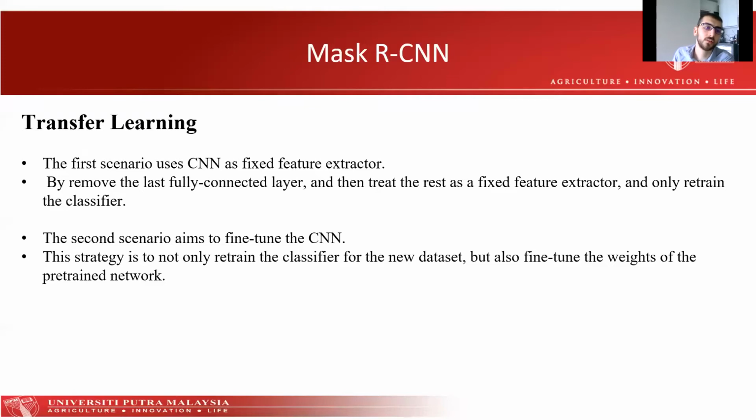The second scenario aims to fine-tune the CNN. This strategy is to not only retrain the classifier for a new dataset, but also fine-tune the weights of the pre-trained network.